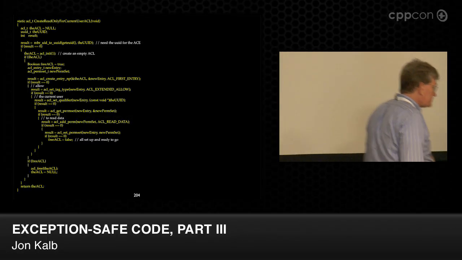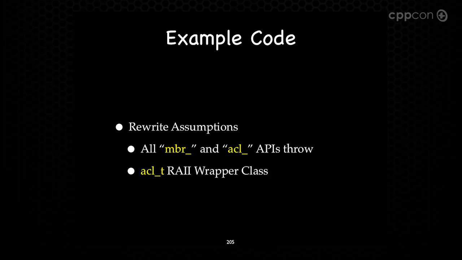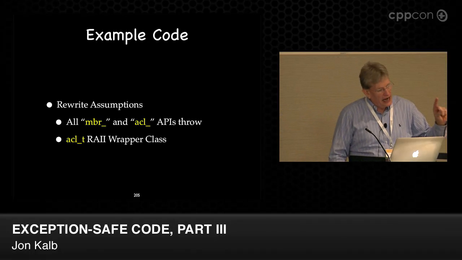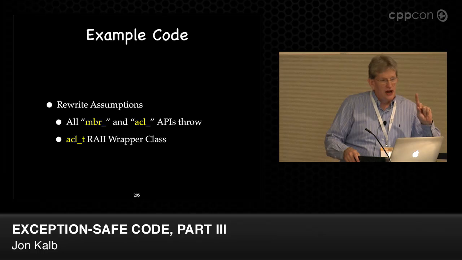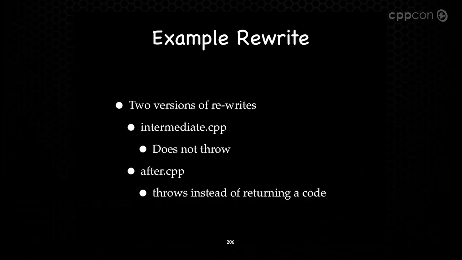Okay. So I said, let's rewrite it, and here are the assumptions. First of all, we'll assume that their API throws instead of returning an error. Understand, I did not rewrite their API so that it does this. I don't have access to their code. I'm just saying, what would it look like if that's how you could call it? And then I created an ACL RAII wrapper class. What does RAII stand for? Resource Acquisition Is Initialization. Excellent, you guys are good.